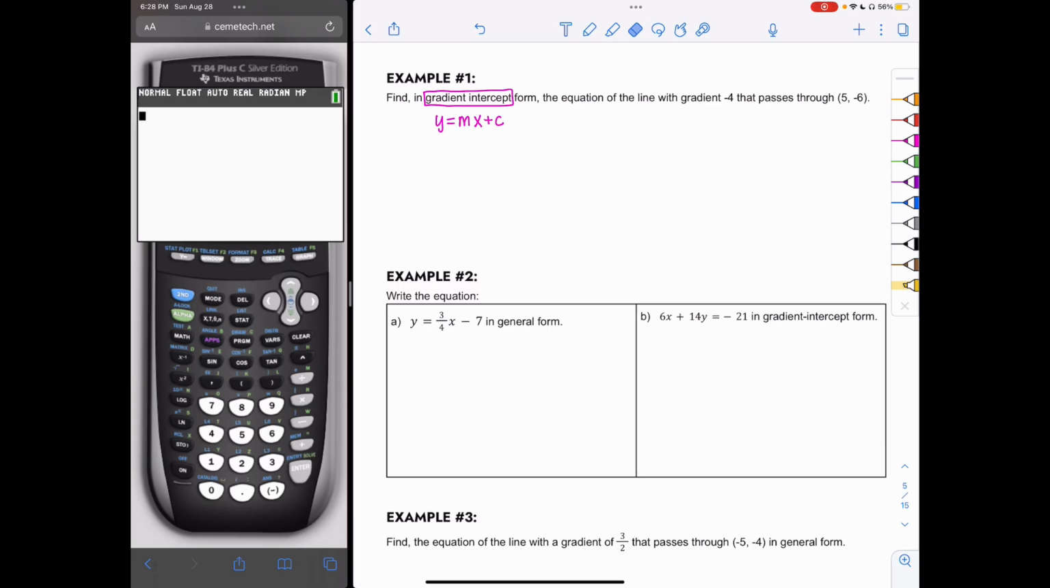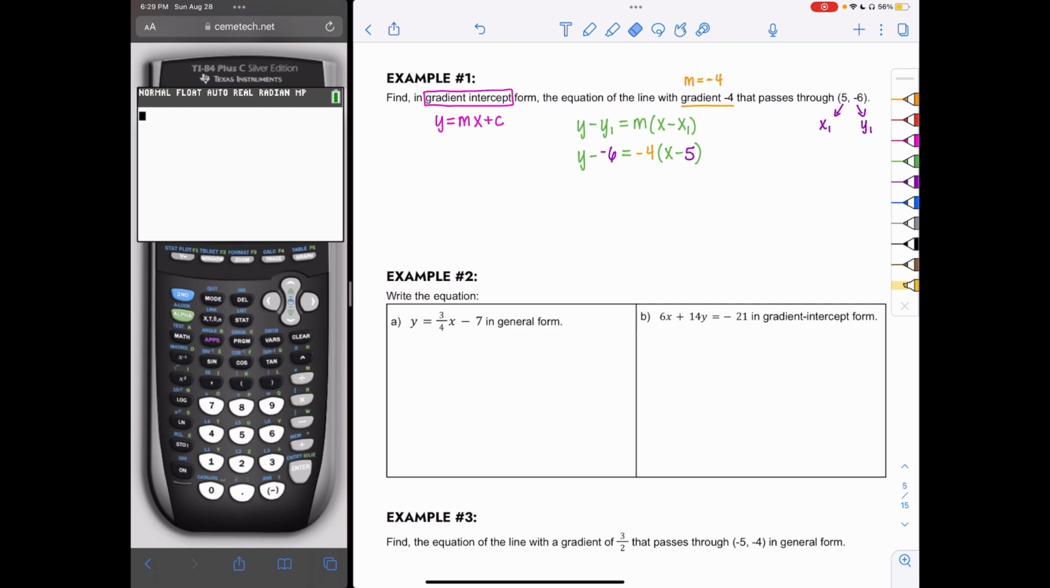So we're going to start off by using point gradient form. And remember that your gradient is negative 4, so that means that m is negative 4. And the point that we have that the line goes through is 5, negative 6, which means that 5 is going to be x1 and negative 6 is going to be y1. So now all I have to do is substitute that information in. So I'm going to have y minus negative 6 is equal to negative 4 times x minus 5, and then close my parentheses. So now I then want to reduce and simplify.